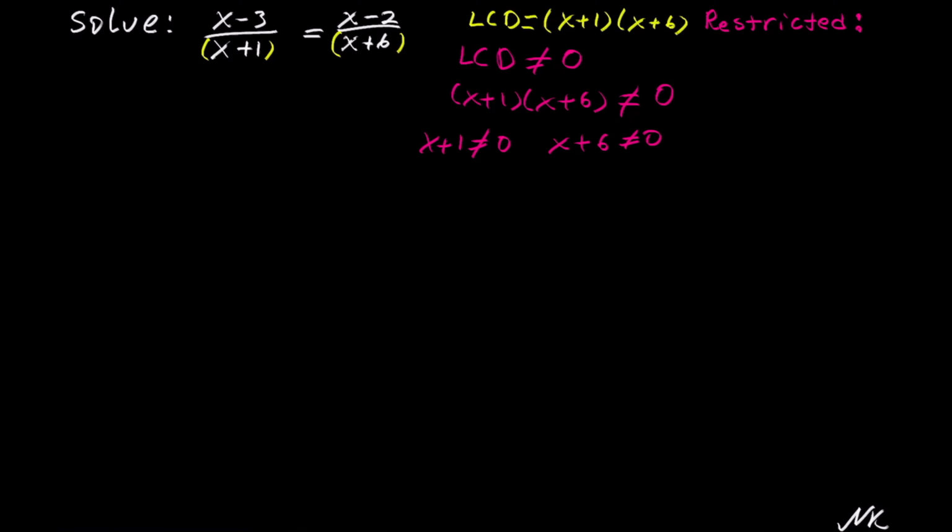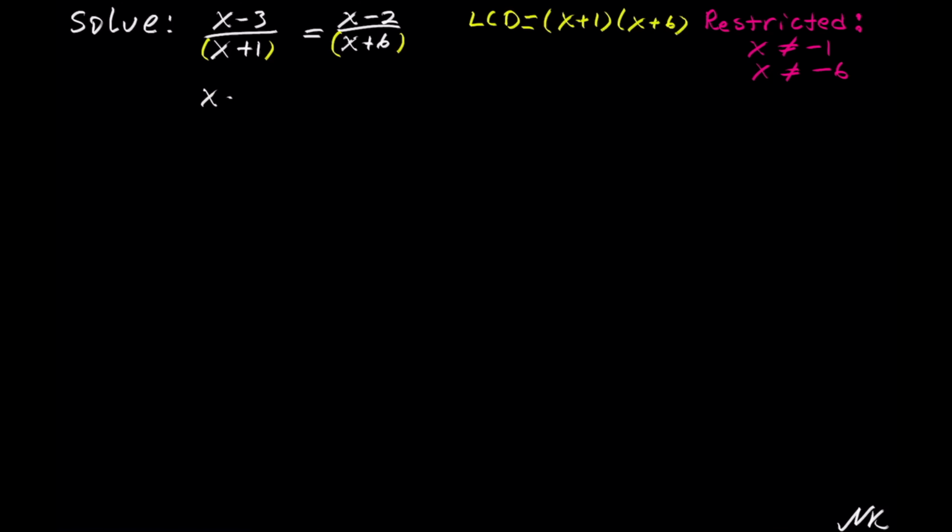This is very similar to calculating the domain of a rational function, and we get x plus 1 cannot be equal to 0, so minus 1, and this will become x cannot be equal to negative 1. The second restricted value is x plus 6 cannot be equal to 0, so minus 6, and x cannot be equal to negative 6. So our two restricted values are x cannot be equal to negative 1 and x cannot be equal to negative 6.